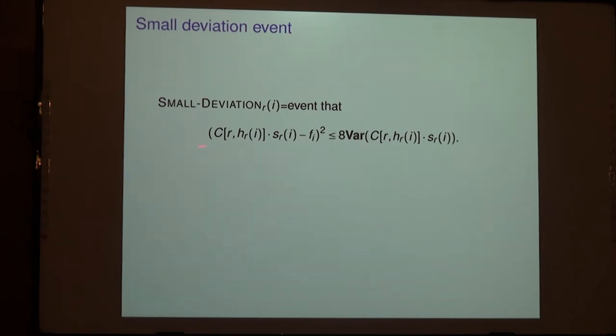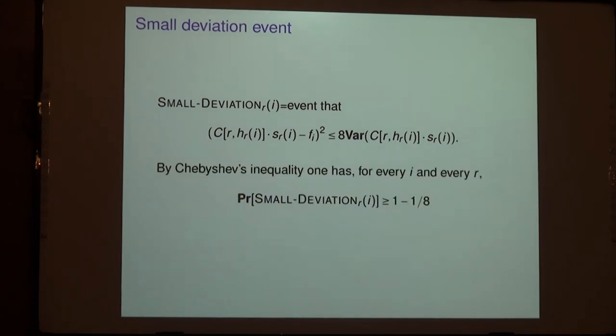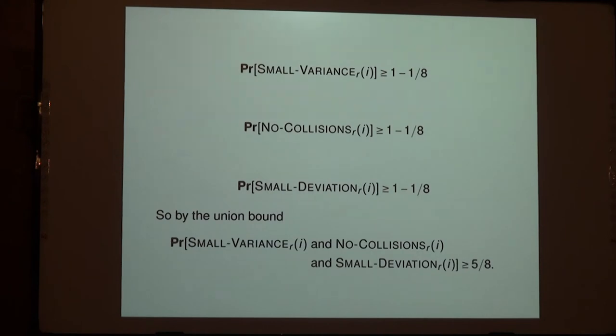The small deviation event is the event that our estimate for f_i, which is the sign of i times whatever was in this cell of the hash table, squared, is at most the variance of the corresponding estimate. By Chebyshev, this happens with probability at least 1 minus 1 over 8. Actually, even higher, 1 minus 1 over 64, that's what we did last time, but we don't need this. So we'll just use 1 over 8.